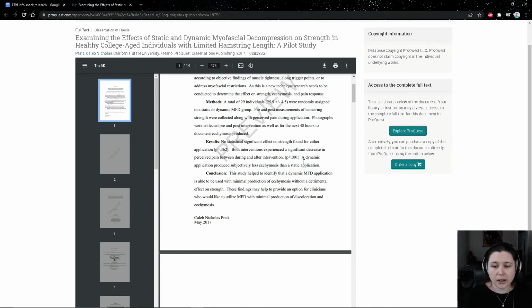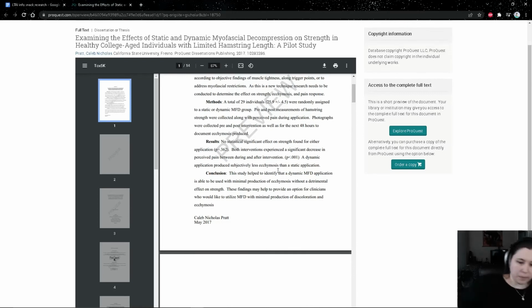So what they're saying here is that if you apply the cup and move it around, you're going to have less appearance of bruising. And they say subjectively less. So they didn't have a definitive way to measure the amount of bruising that is happening in these people. This study helped to identify that dynamic myofascial decompression application is able to be used with minimal production of ecchymosis without a detrimental effect on strength.